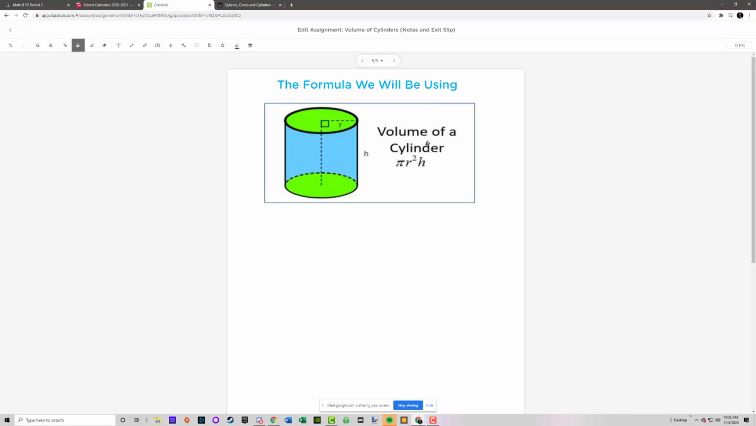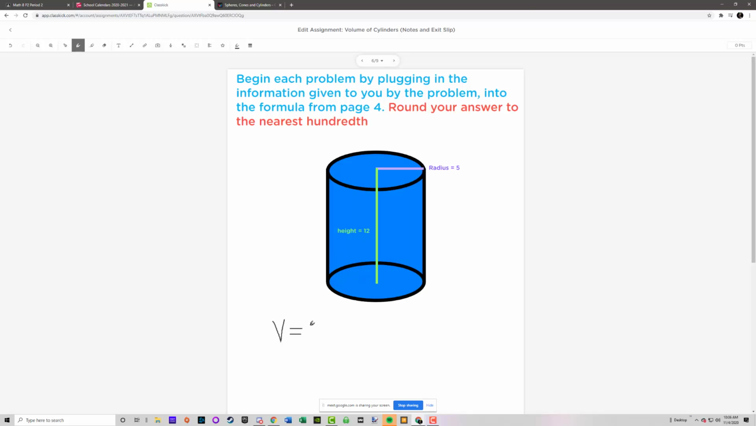Okay, the volume of a cylinder is equal to pi times the radius to the power of 2 times the height. Let me write that one more time. So pi times radius to the power of 2 times the height. And this formula never changes.